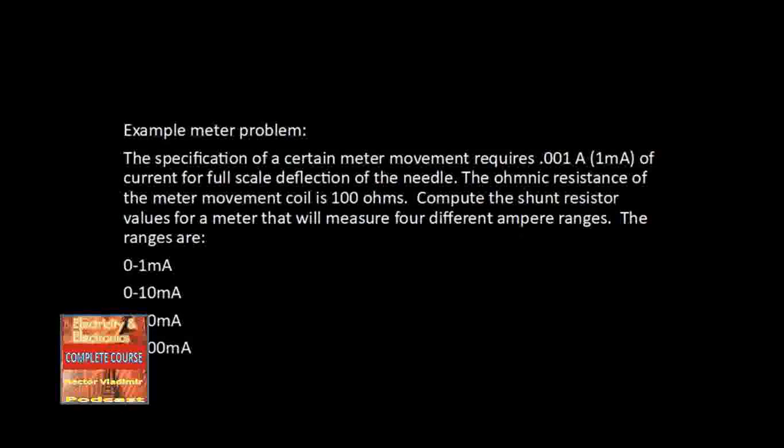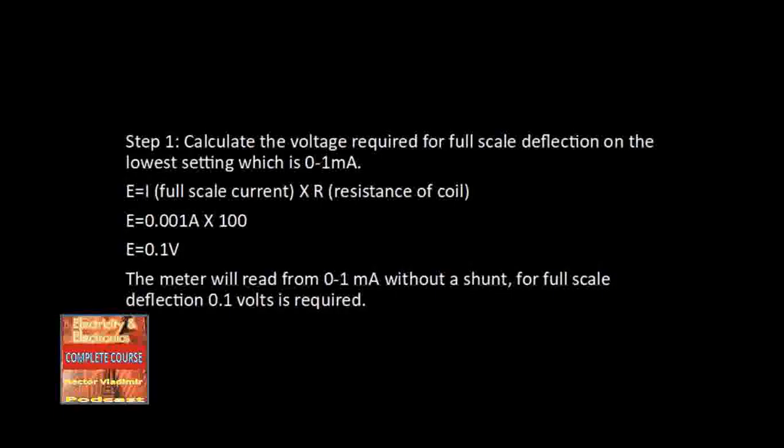Compute the shunt resistor values for a meter that will measure four different ampere ranges. The ranges are as follows: 0 to 1 milliamp, 0 to 10 milliamp, 0 to 50 milliamp, and 0 to 100 milliamp. First, calculate the voltage required for full-scale deflection on the lowest setting, which is 0 to 1 milliamp.